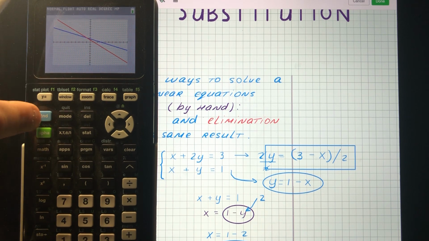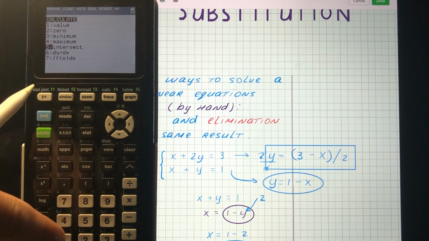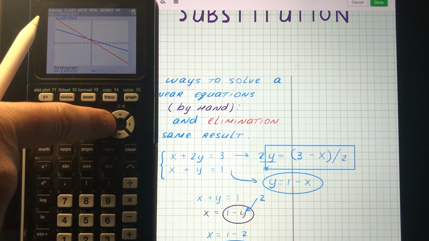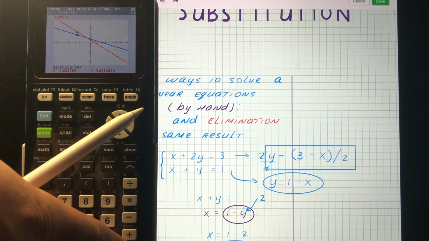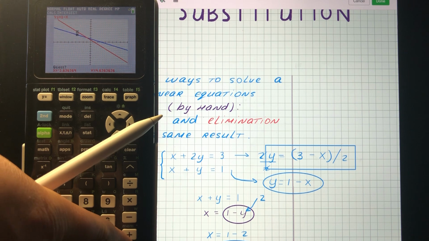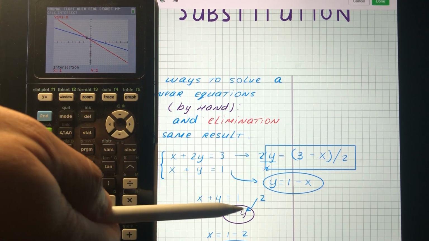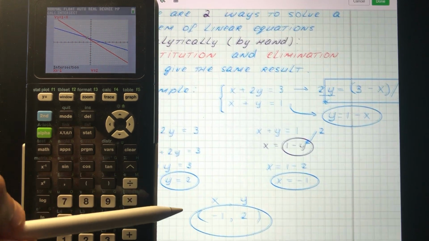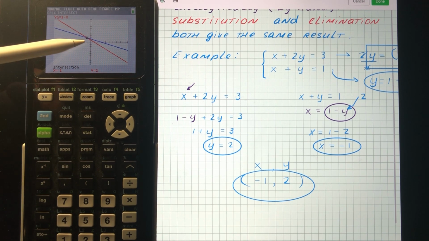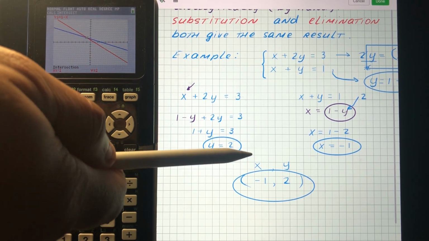Let's calculate, second calculate, and choice number 5 is intersect. So we go enter. Is the blinker on one of our two curves? Enter confirms the answer. Enter. Did I jump to the second curve? Enter confirms. Do you want to guess? Enter confirms. So here's the answer, negative 1, 2. The same exact solution that we have found right here is exactly the same location from our calculator. This confirms that we have done the work by hand correctly.